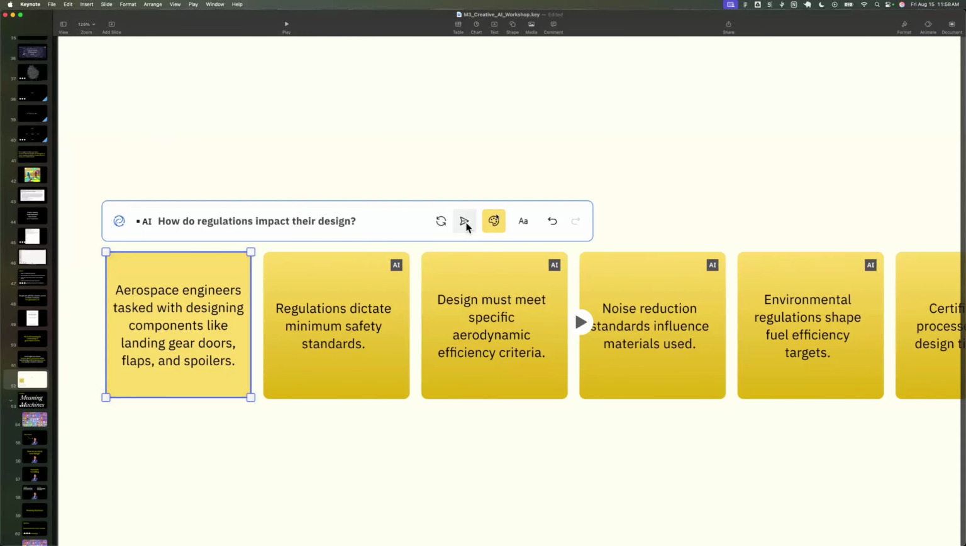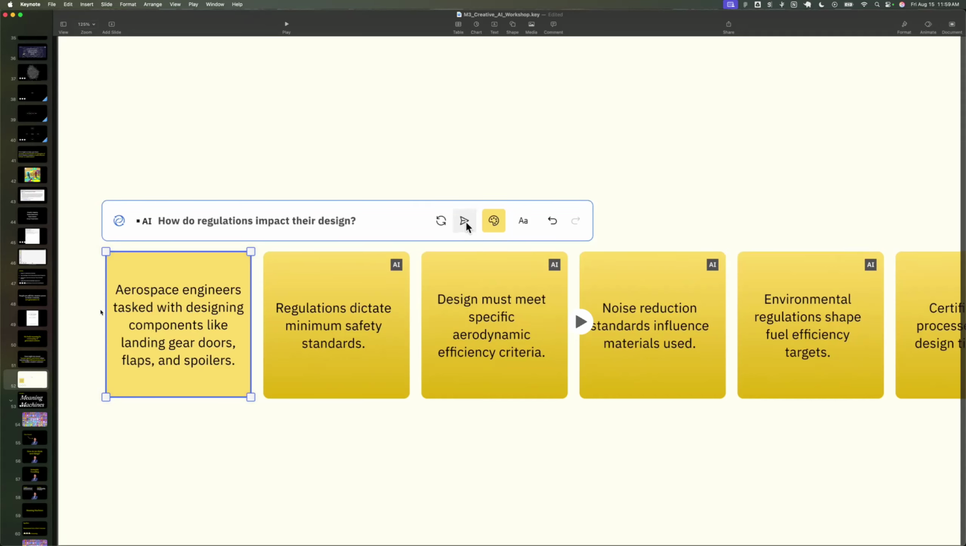But when we think about AI and how it integrates within co-creative environments, when we think about something like aerospace engineers tasked with designing components like landing gear doors, flaps, spoilers, we might wonder how do regulations impact their design. So when an AI can produce multiple things for us to think about, it generates discussion among people. And that's kind of the point. It gets us to think about what are the different things we can think about when we are thinking about a subject.